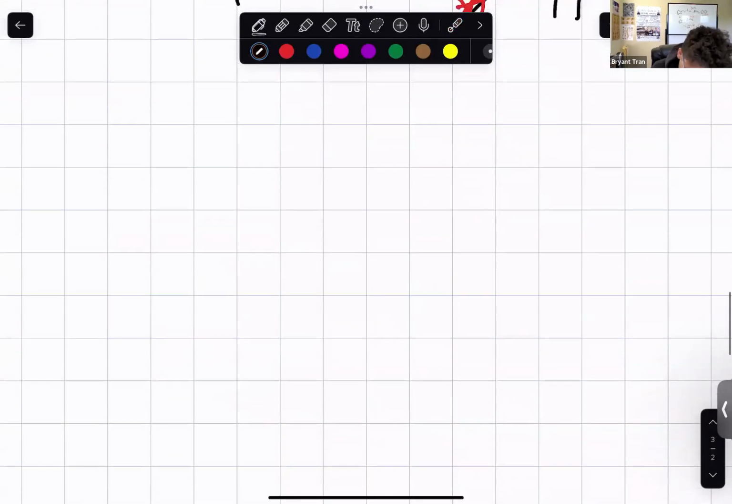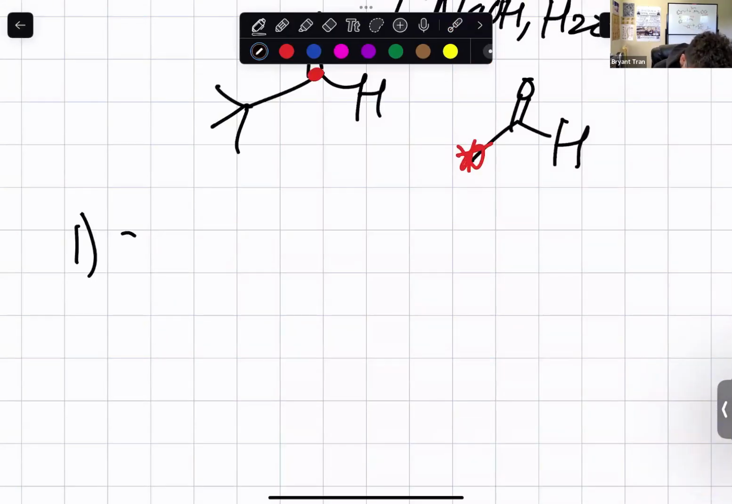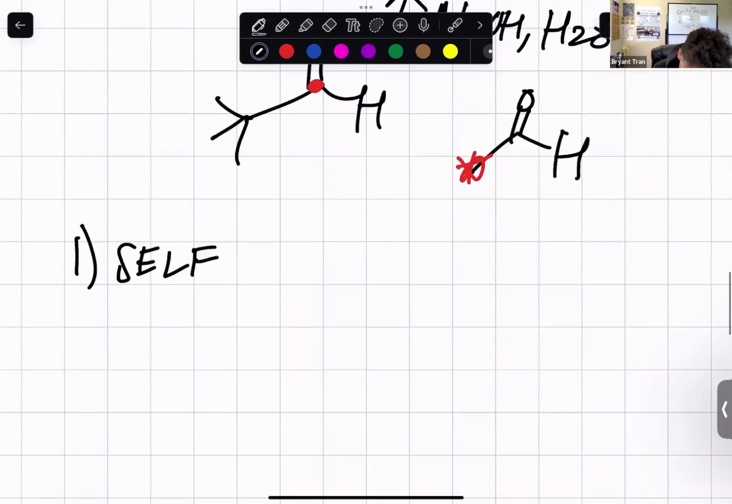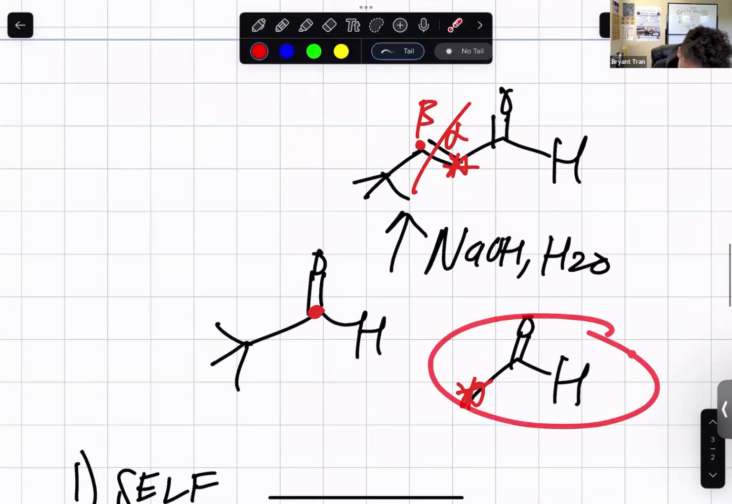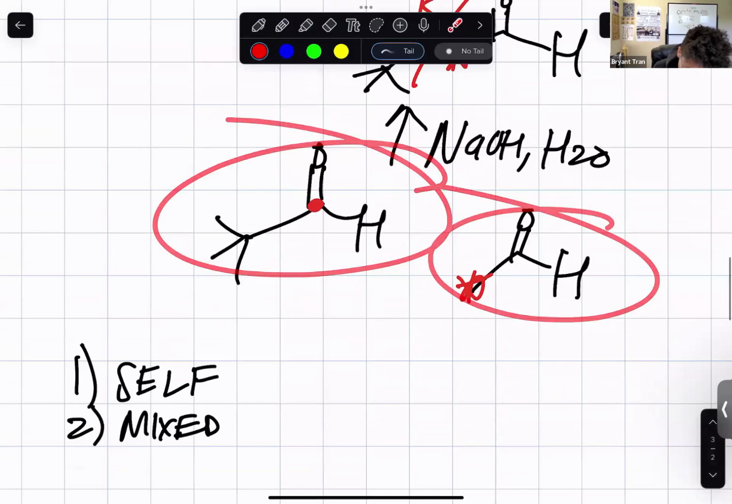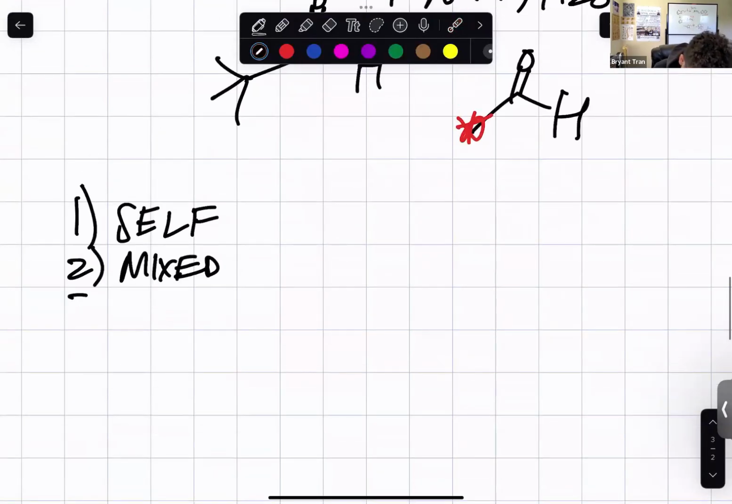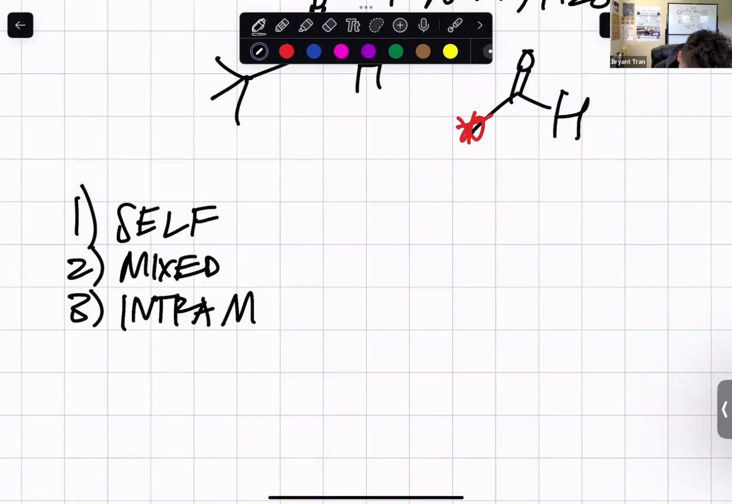There's 3 types of aldol condensations. The first type we went over is self-aldol, where the nucleophile and electrophile are the same molecules. The second type is going to be mixed aldol, where the nucleophile and electrophile are different molecules. And then the third type is going to be intramolecular aldol, right? Where the nucleophile is going to be the same molecule as the electrophile, like within the same molecule, like one molecule attacks itself, forming a ring. And I'm going to show you that example later.